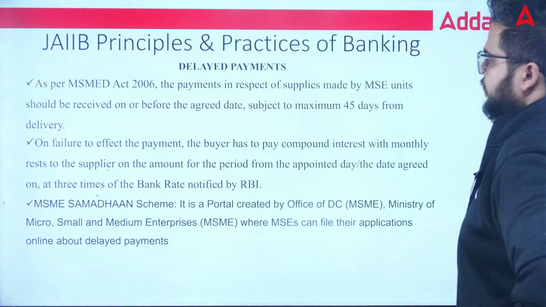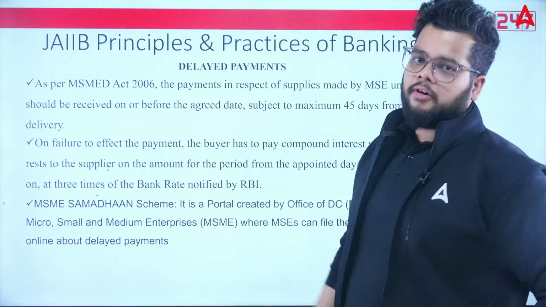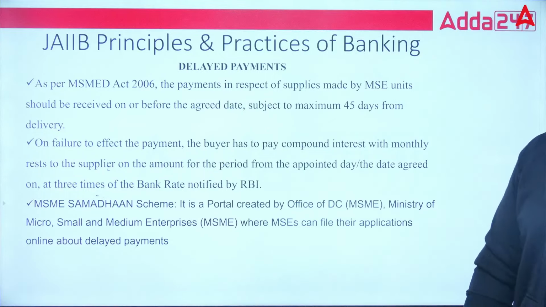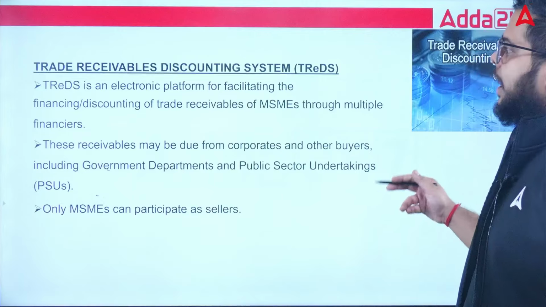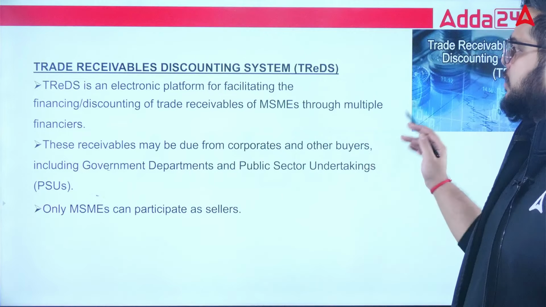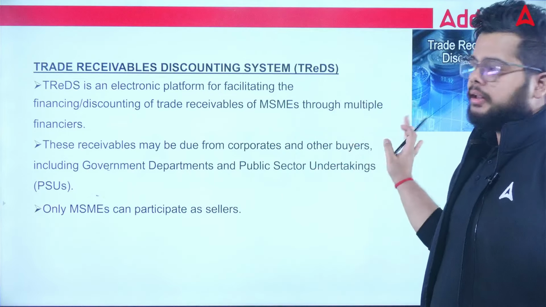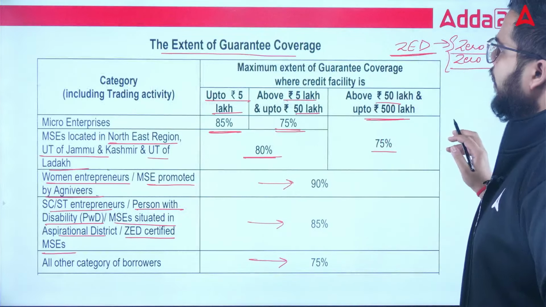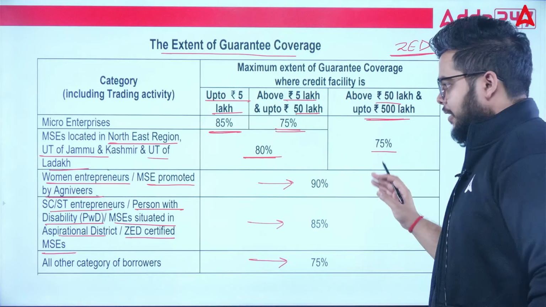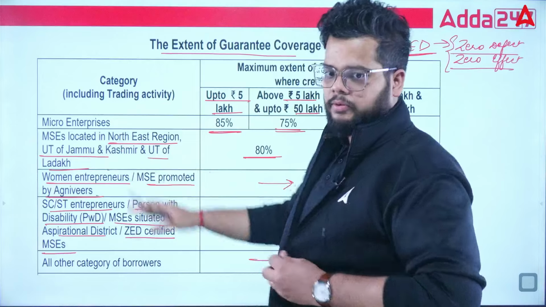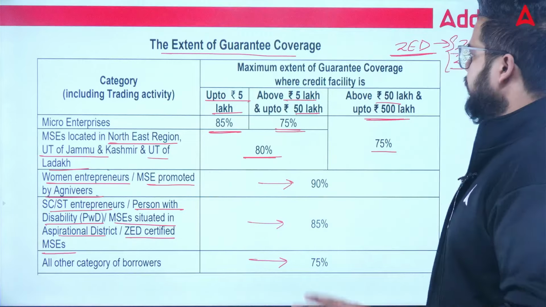Then for delayed payments, you have MSME Samadhan for any delayed payments. When you talk about MSMEs, there is also TReDS, the Trade Receivables Discounting System, which is specifically designed for MSMEs. Next, we have the extent of currency coverage, which we have seen in the previous slides, and that is what you should remember.